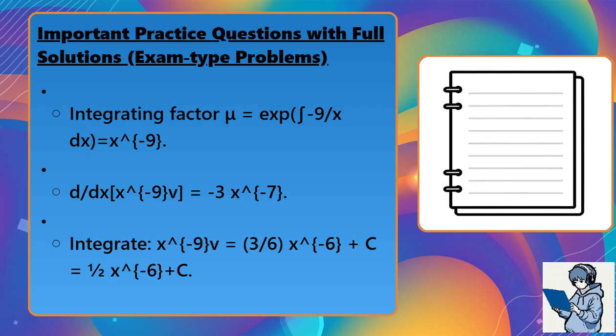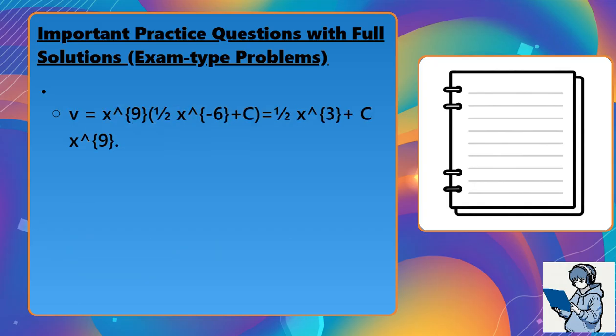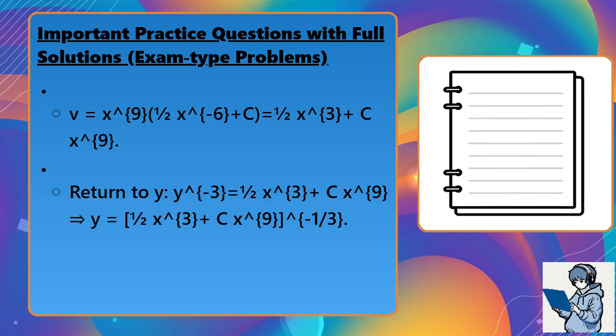7. Integrate: x to the minus 9 v equals 3 divided by 6 x to the minus 6 plus constant, which is 1/2 x to the minus 6 plus c. Solve for v. v equals x to the 9 times (1/2 x to the minus 6 plus c), which simplifies to 1/2 x cubed plus c x to the 9. Return to y. y to the minus 3 equals 1/2 x cubed plus c x to the 9. Therefore y equals [1/2 x cubed plus c x to the 9] to the minus 1/3.